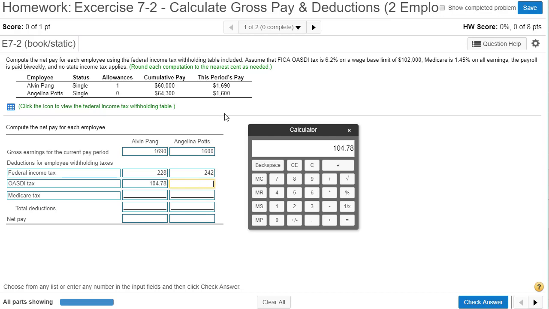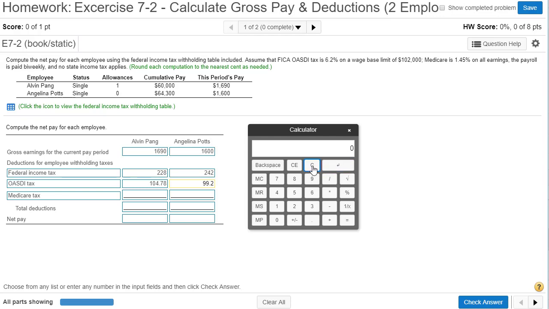Now let's do Angelina. First, we've got to make sure she's under the $102,000 limit. So $64,000 cumulative pay year to date, plus this period's pay of $1,600, and she's way below the $102,000 limit. So all $1,600 is taxable. We're going to multiply that by 0.062, which gives us $99.20 deducted from her paycheck for OASDI.